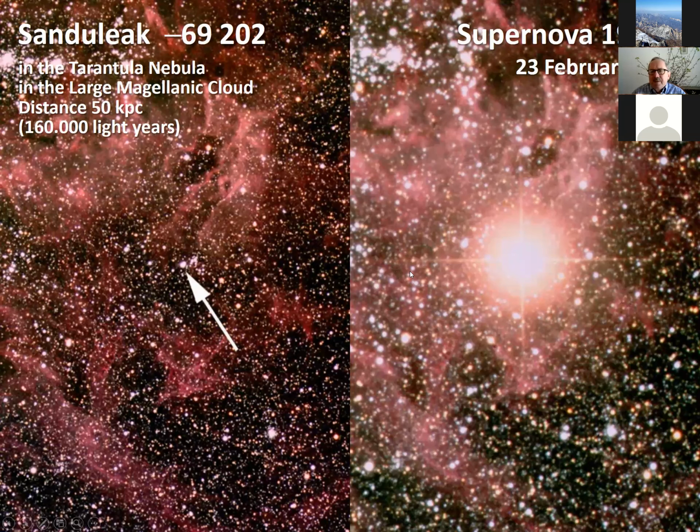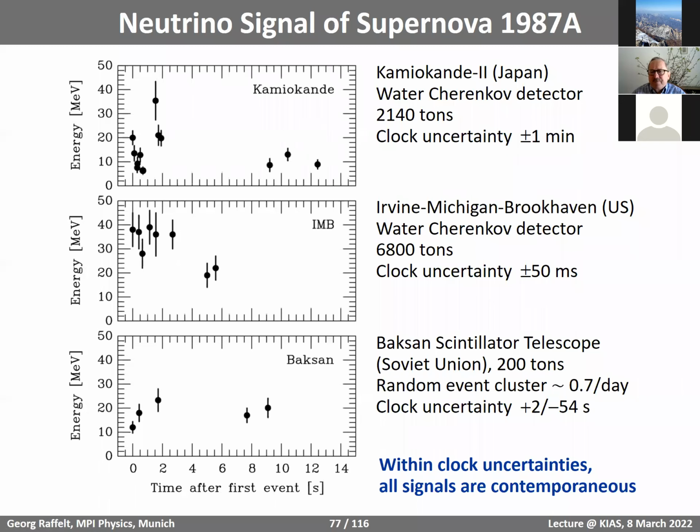Okay. And so here are the observations in different detectors that were active in those days. The Kamiokande detector in Japan that had been built to search for proton decay had just been refurbished to search for solar neutrinos. The IMB detector in the US, which had also been looking for proton decay but didn't find it, also saw the supernova explosion. And the Baksan telescope then in the Soviet Union also claimed a signal, maybe of lesser statistical significance. Within clock uncertainties, all these signals were contemporaneous.